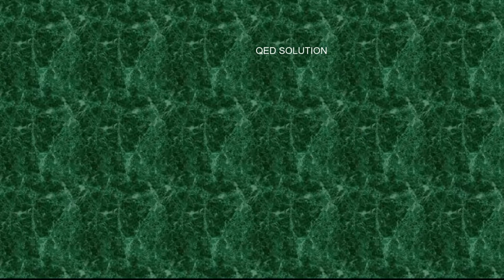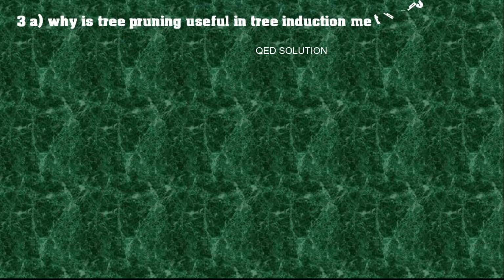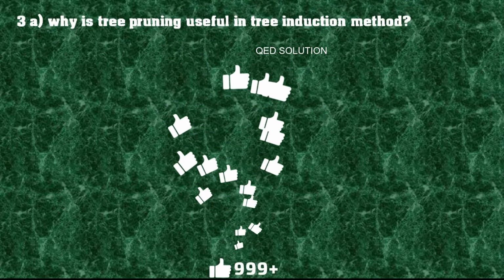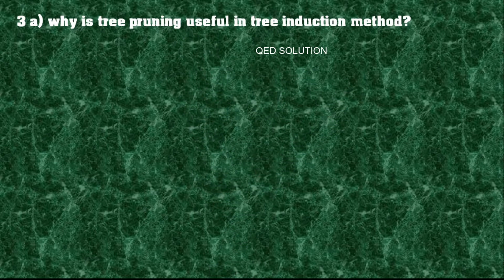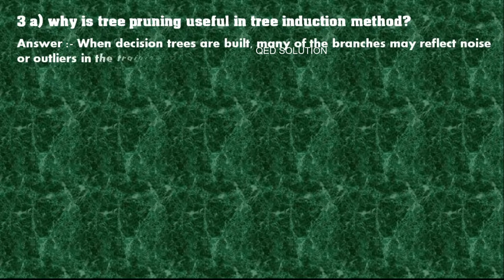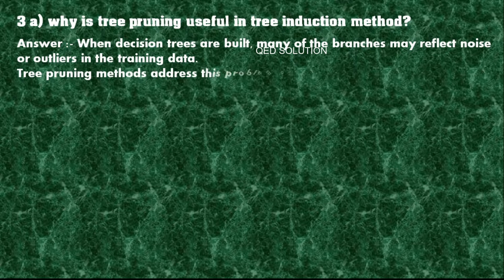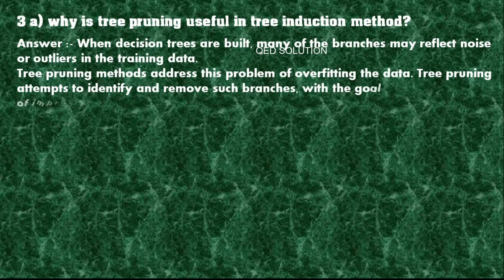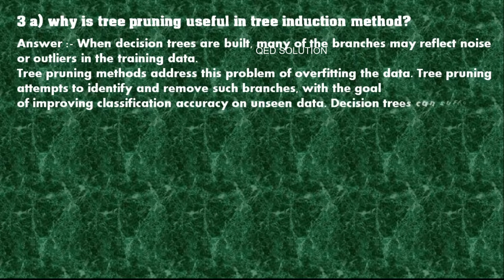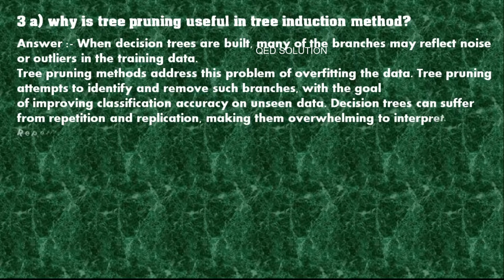Question number 3A. Why is tree pruning useful in tree induction method? Answer. When decision trees are built, many of the branches may reflect noise or outliers in the training data. Tree pruning methods address this problem of overfitting the data. Tree pruning attempts to identify and remove such branches, with the goal of improving classification accuracy on unseen data.